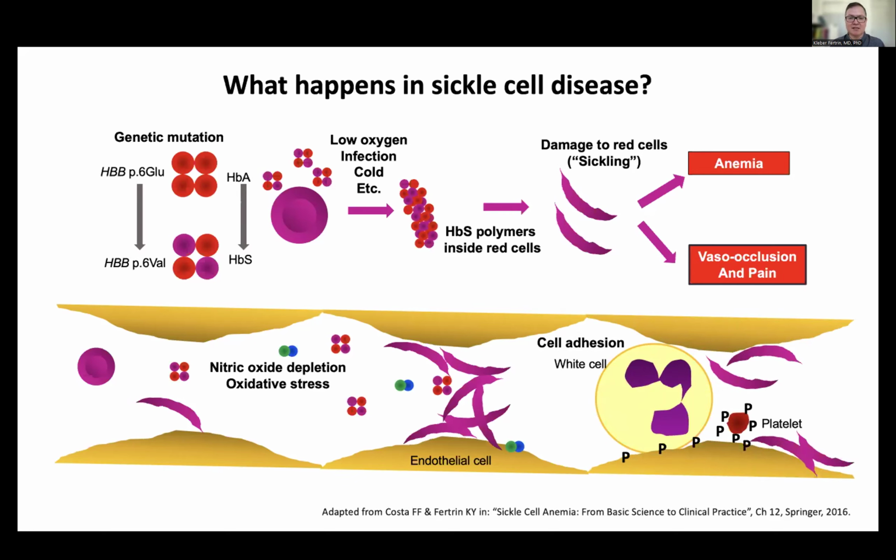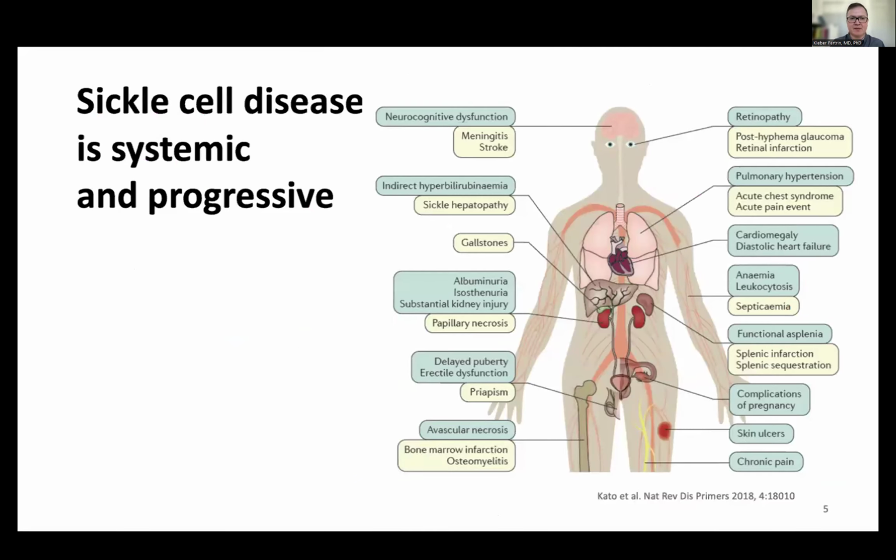And the platelets also express a protein called P-selectin, which I'm representing as a letter P, and they help the cells stick together. So even though it starts with the red cells, it's not only about the red cells. White cells and platelets are also very important for the process that causes pain. And then eventually it amplifies, so you get more platelets sticking, more red cells sticking, more white cells sticking. Sickle cell disease is systemic and progressive.